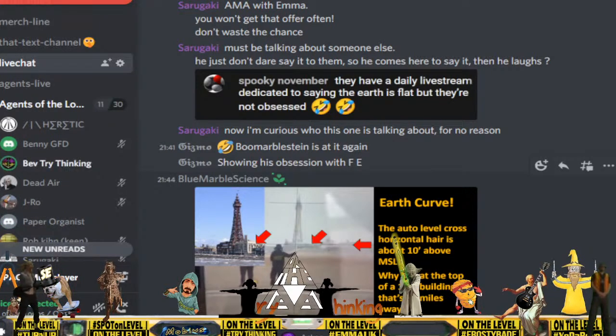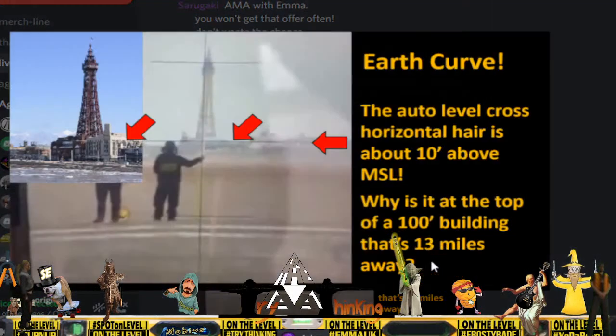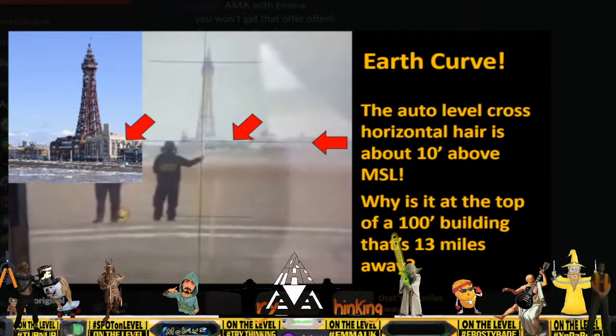Right, so Blue Marbles just posted a picture for everyone to see. Anyone here see level separating from horizontal within that picture?